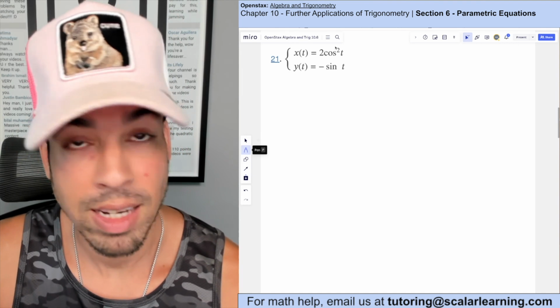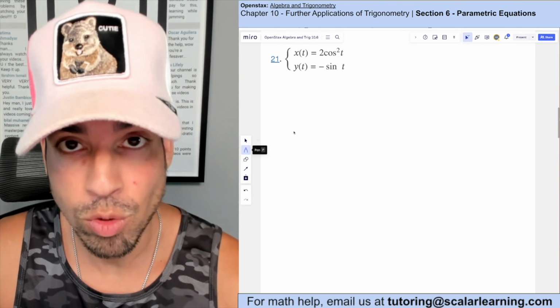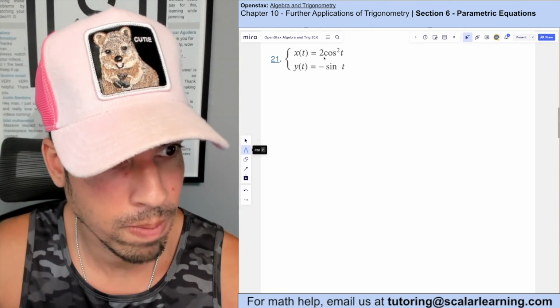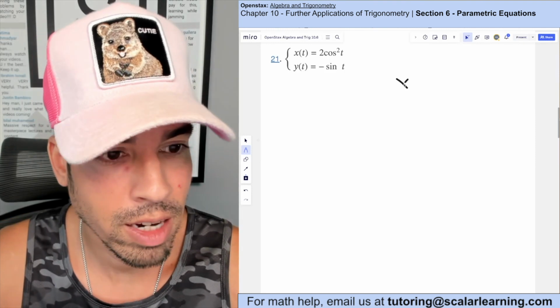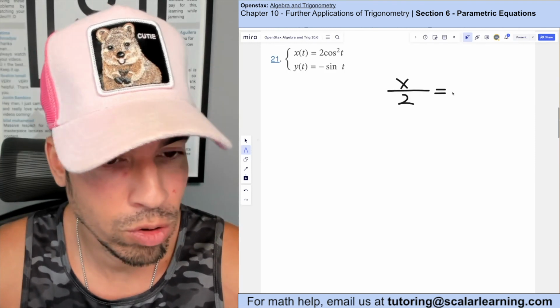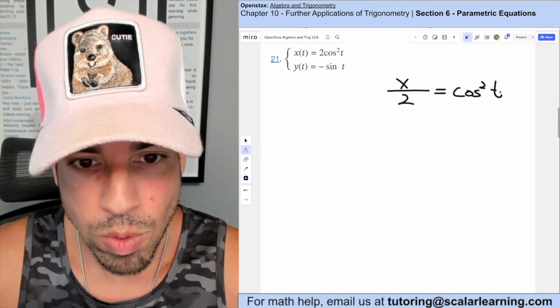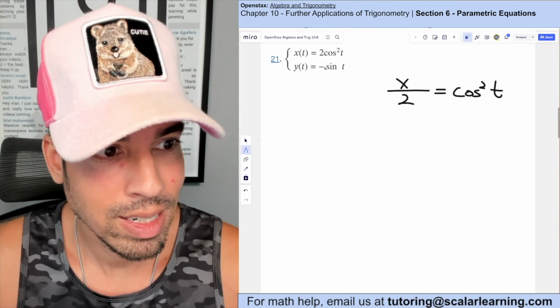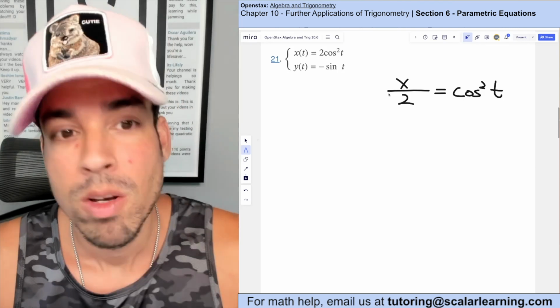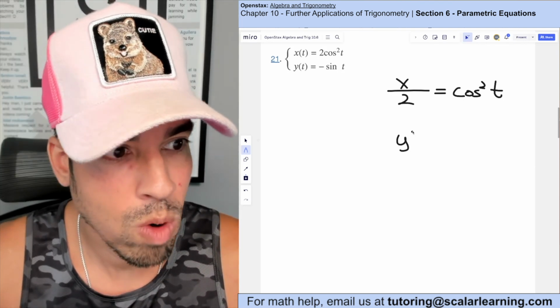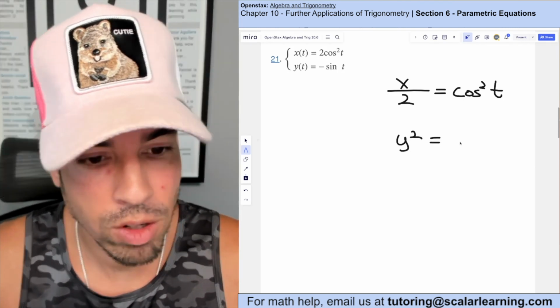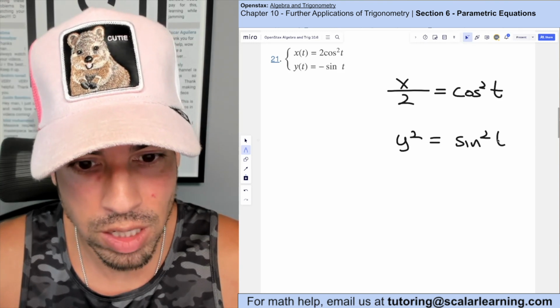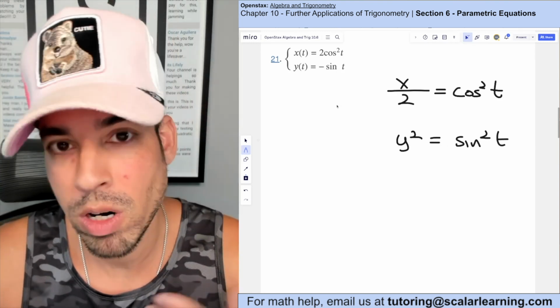For this one, again, like 19, I'm going to leverage the fact that sine squared plus cosine squared equals 1. So in this top equation, I'm going to isolate x by dividing by 2, and I got x over 2 equals cosine squared of t, and that's beautiful because we wanted cosine squared. Now, what about this one? I got negative sine t equals y. Well, if I square both sides, I got y squared equals sine squared t, right? The negative, when you square it, it goes to positive.